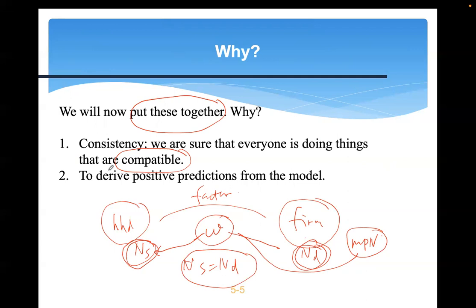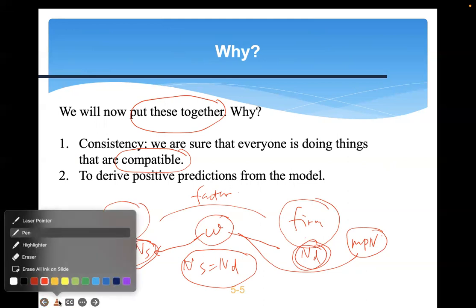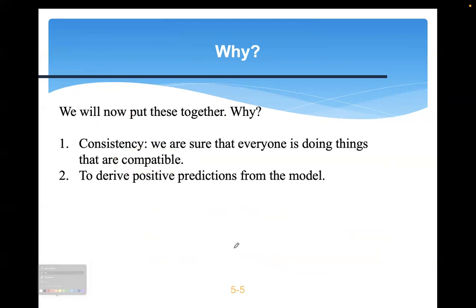And next, once we put them together, we can use this model as a laboratory to derive some positive predictions from the model. Here I need to explain what is positive. Actually, in science, we have two kinds of predictions or two kinds of statements. One is positive. The other is normative.